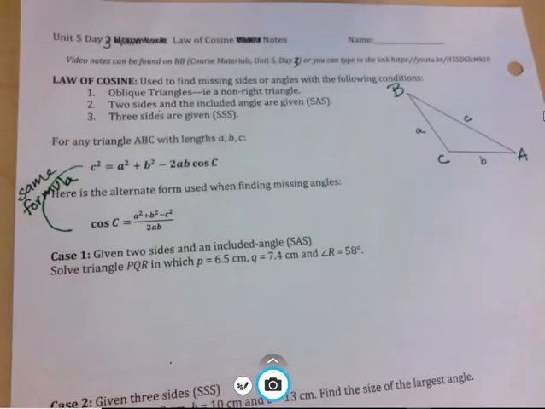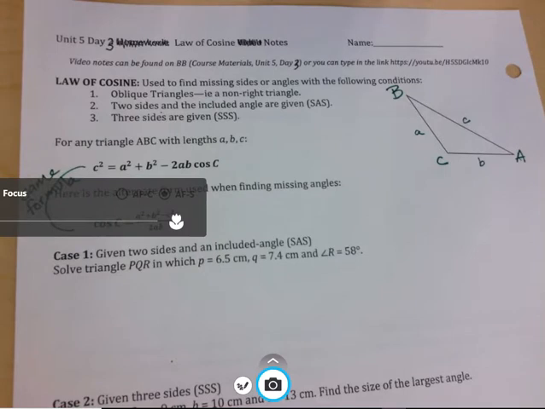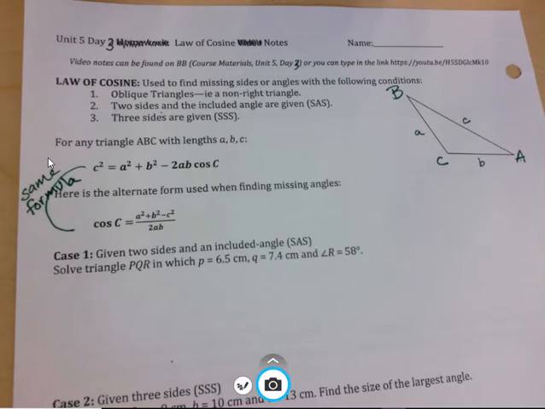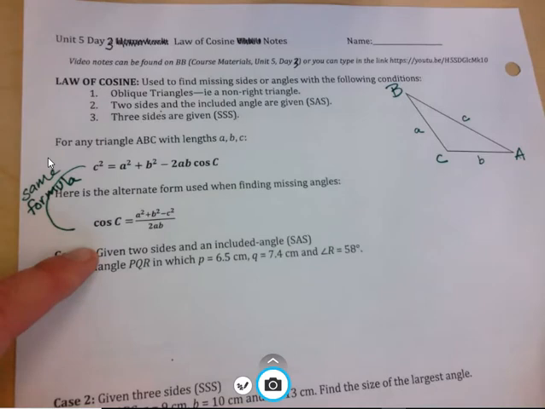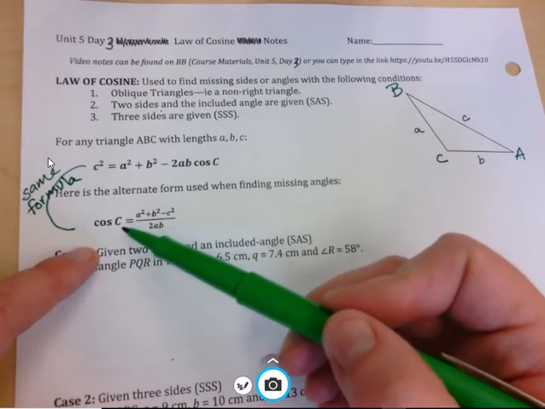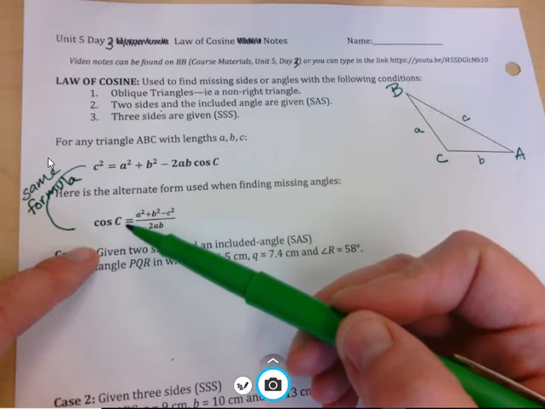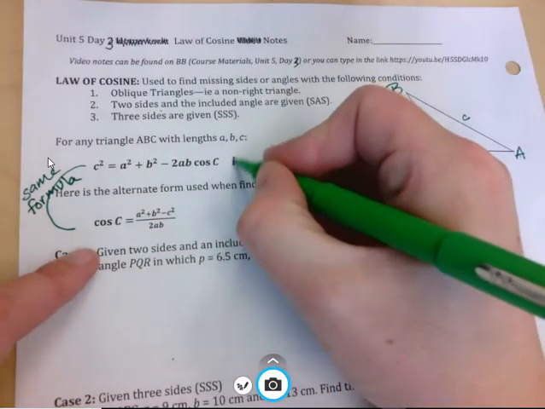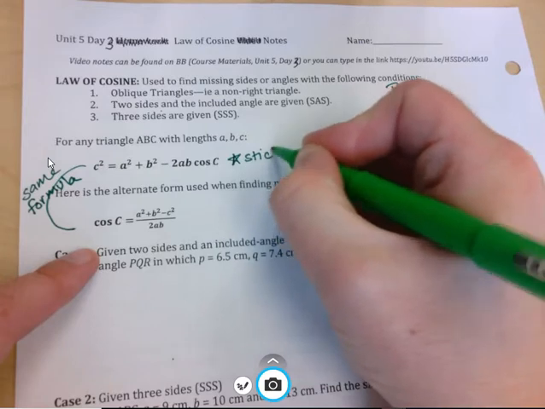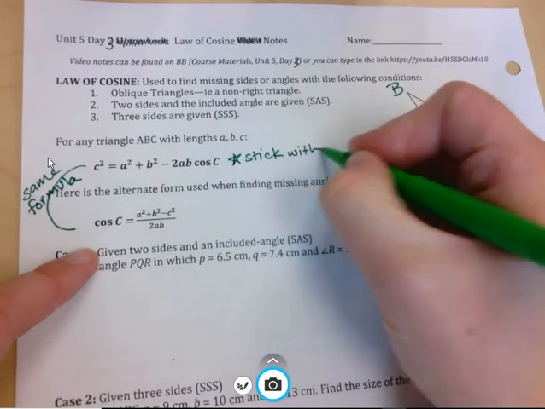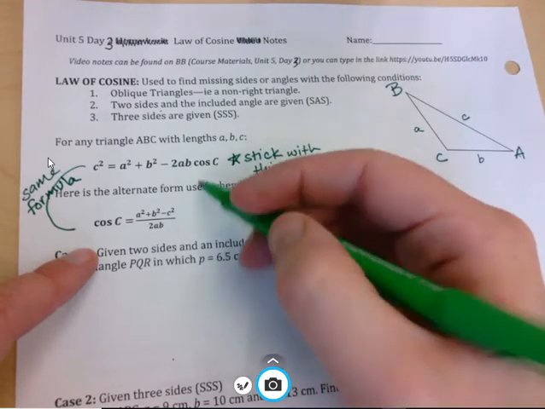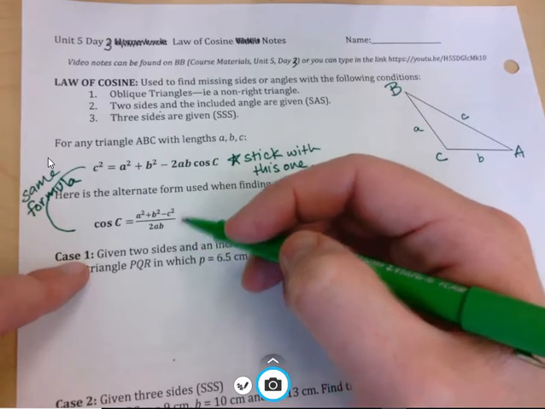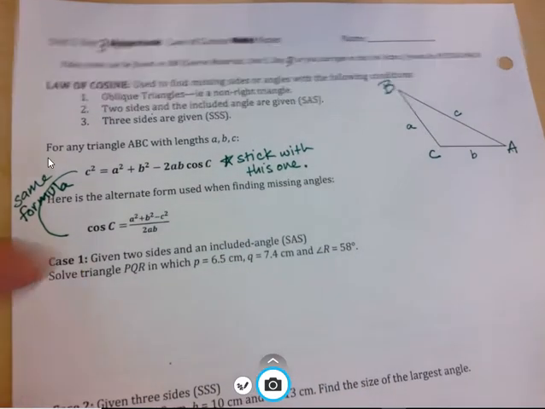Okay, same formula. This is just with the cosine C isolated. Sometimes people want to use this one to get the angle by itself, but I'm going to suggest try sticking with this one because it's a little bit less to think about. When we give you the test, we're going to give you this version, so if you start using the other version, you might get a little confused with the extra steps that you need for it.